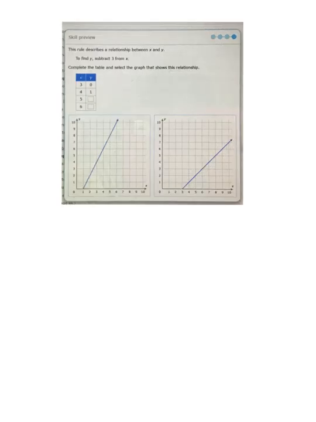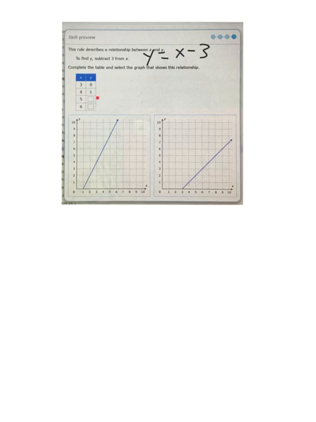Okay, I'll try and go a little faster this time. The rule describes a relationship between x and y. To find y, subtract 3 from x. So what that's saying is y equals x minus 3. I'm subtracting 3 from x, okay?